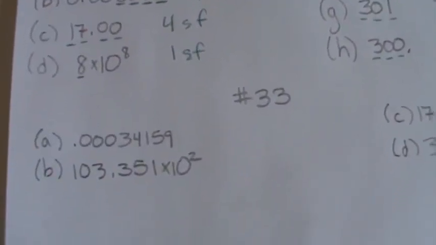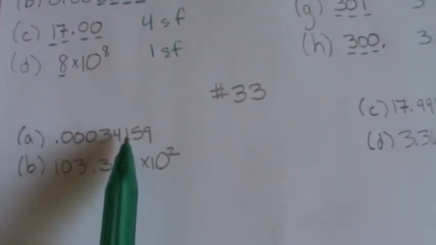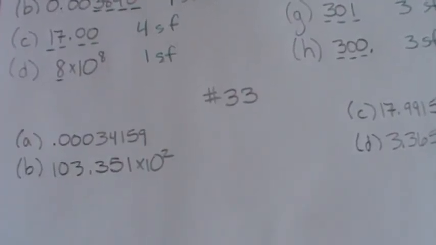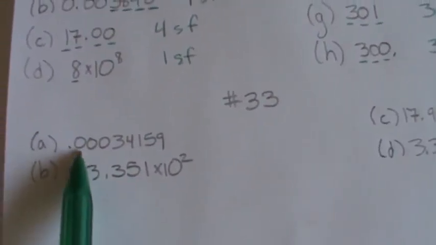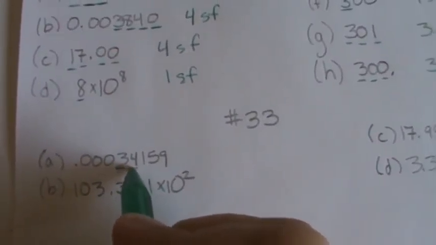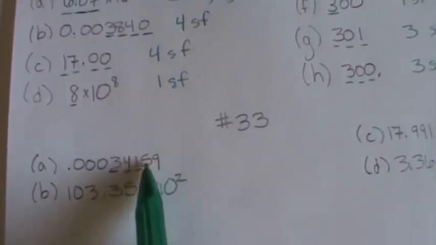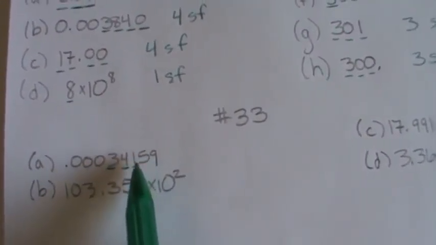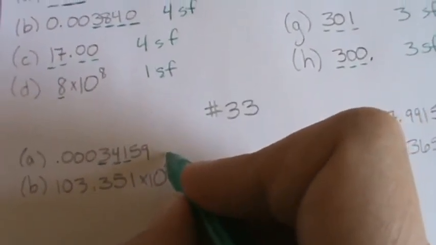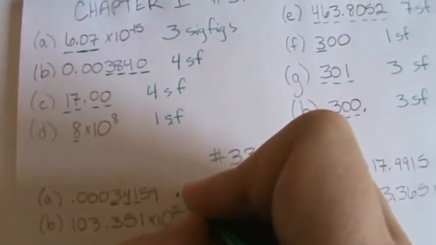If we look at this first one, it's 0.00034159. The problem tells us that we can have 3 significant figures. Preceding zeros never count, so we have right here, here, and here. Now if we look at our rounding rules, we have 5, 9. Since this is not exact, this is 5 or greater, so we round this up. This means that it becomes 3, 4, 2.